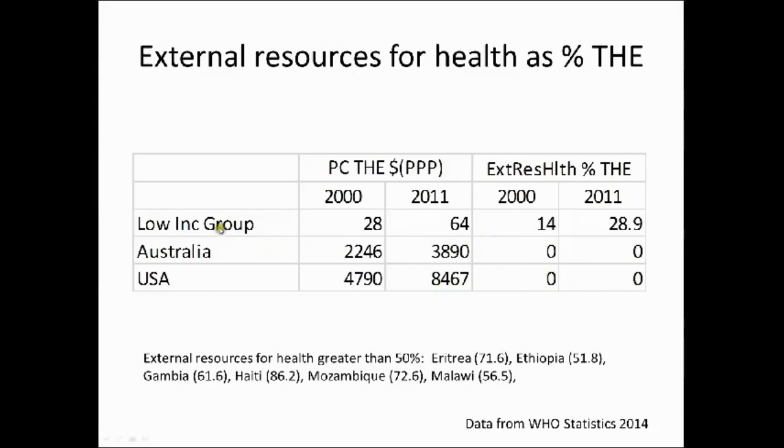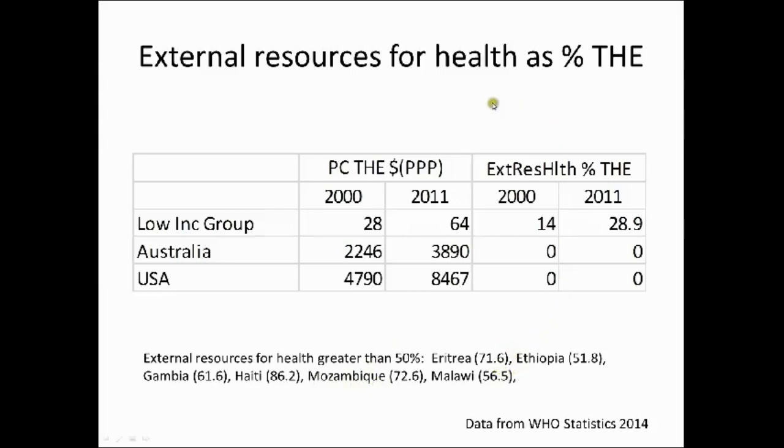and the proportion of that coming from development assistance is zero. But if we look at the low-income group of countries, the total health expenditure per capita has increased dramatically, you could say doubled, from 28 to 64 over this period. But external resources for health have also doubled from 14% of total health expenditure to 29%. And in some countries, external resources for health are greater than 50%, as in Eritrea at 71%, Ethiopia at 51%, Gambia 62%, Haiti 86%, Mozambique 72%, and Malawi 56%.